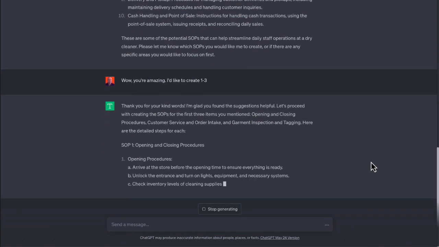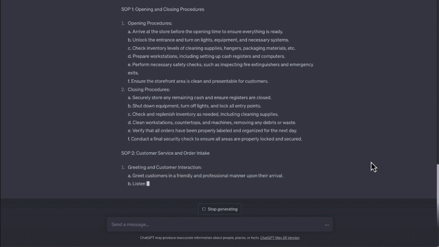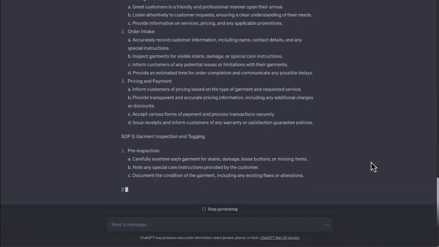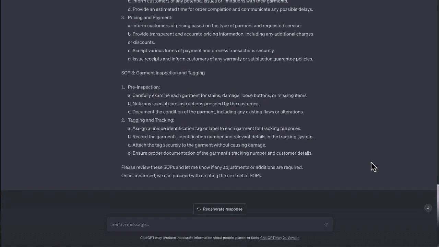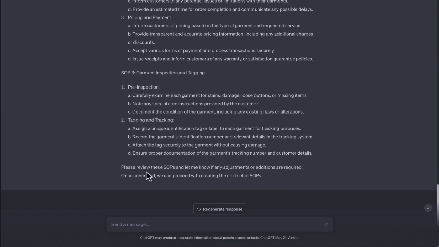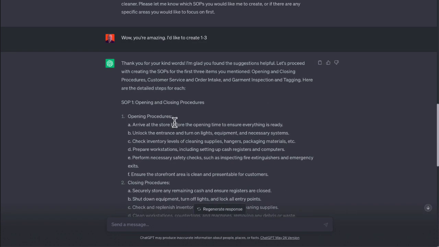Okay, now it's actually starting to create them. What I want to see is, does it now ask me questions? Okay, please review these and let me know if any adjustments or additions are required. Once confirmed, we can proceed. So it's actually gone in the opposite direction. While it still asks, is this good? Do you have any adjustments? I actually like the output here better because I think it's going to be a lot easier to use.